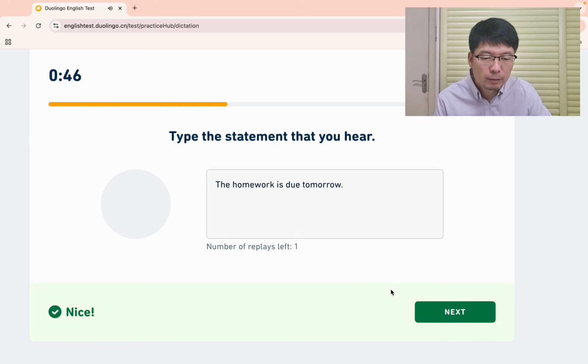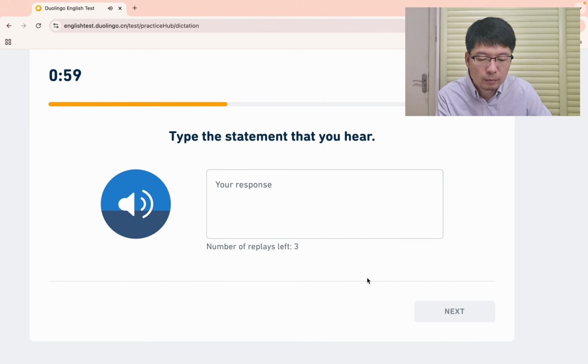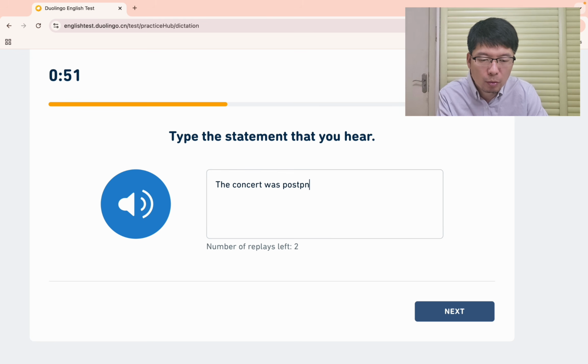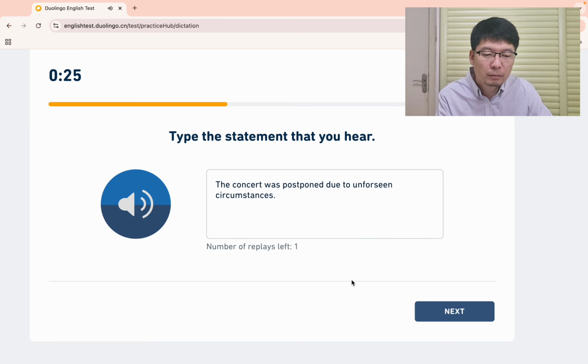Okay, try next one. The concert was postponed due to unforeseen circumstances. The concert was postponed due to unforeseen circumstance. Okay. The concert was postponed due to unforeseen circumstances. Circumstances, we need to correct the word. The concert was postponed due to unforeseen circumstances.